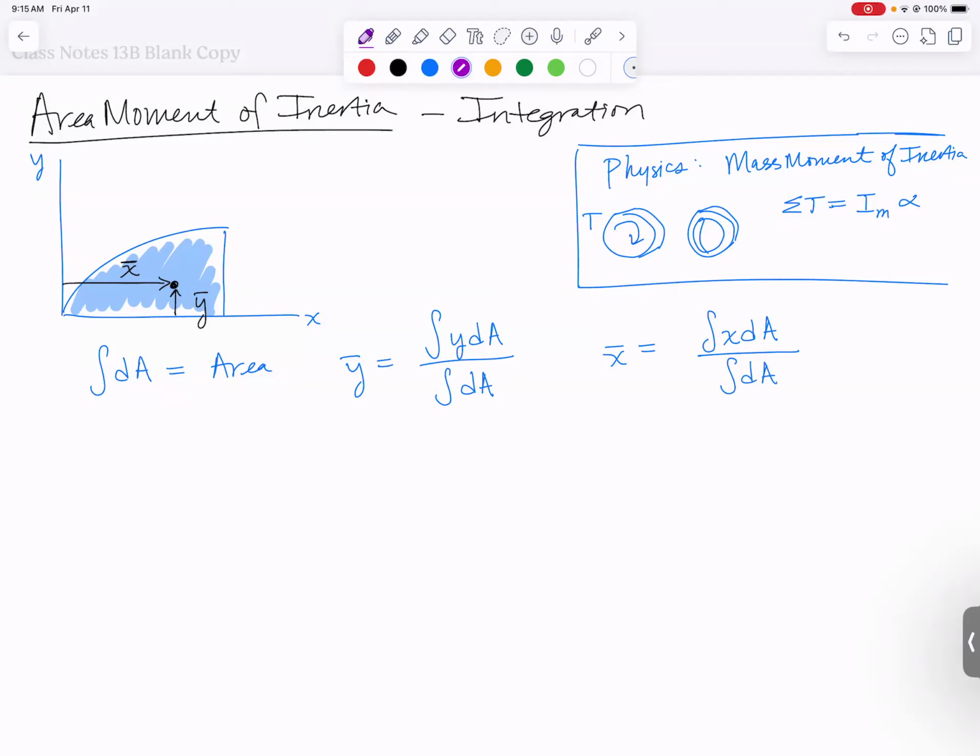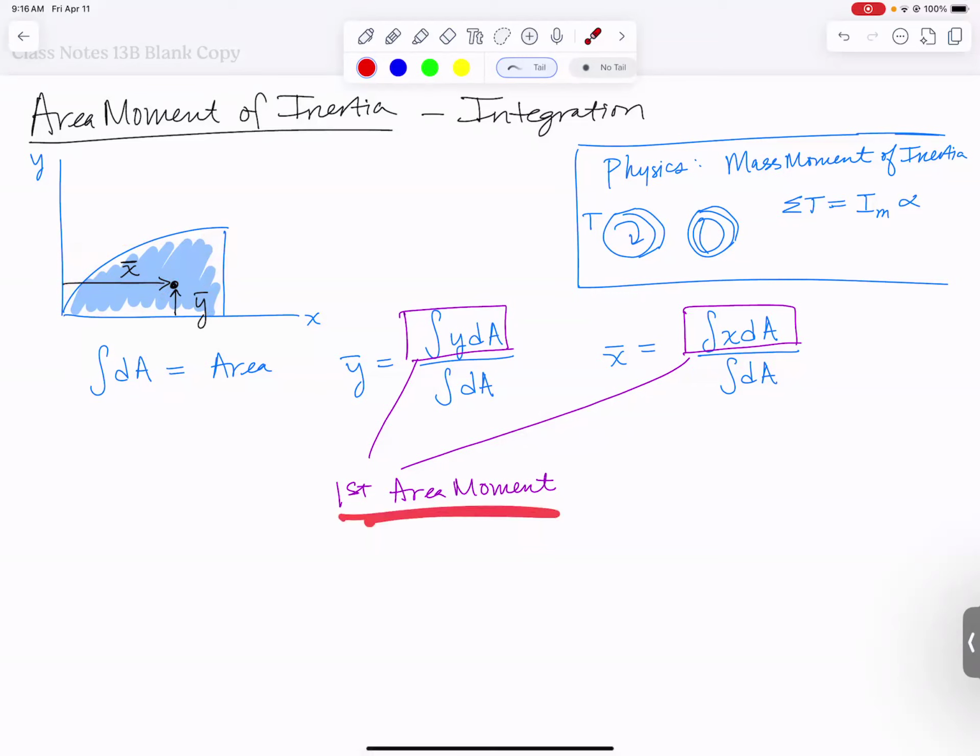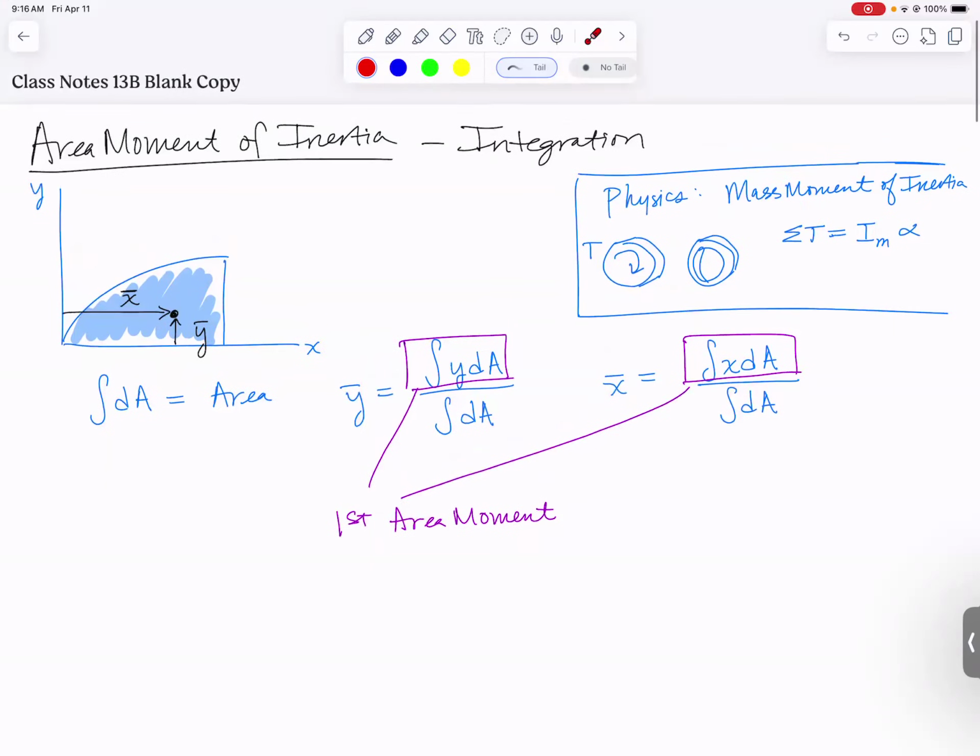And I want to put a little box around the thing on the top of each of these equations. This actually has a name. We don't use it very often, but this thing on the top has a name. It's called the first area moment. So this first area moment comes in to the calculation of a centroid. Well, what we're doing today, this area moment of inertia, is actually called the second area moment.